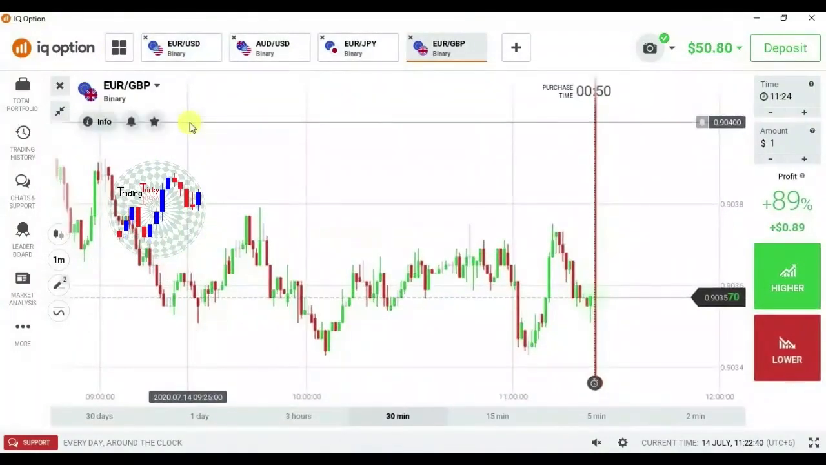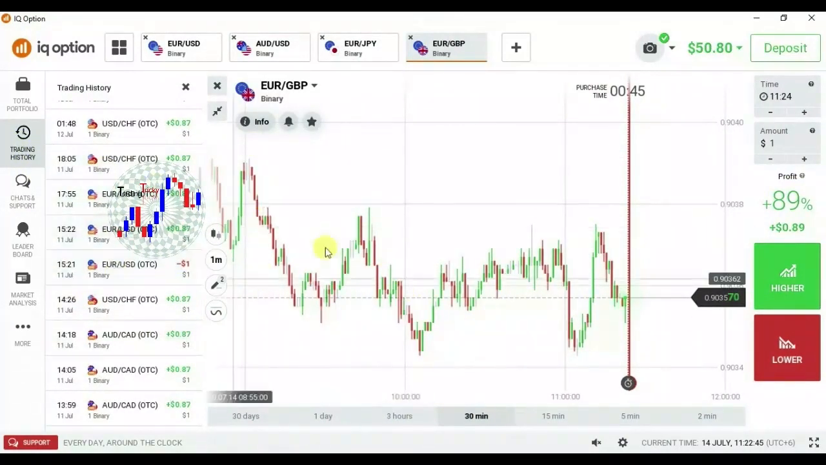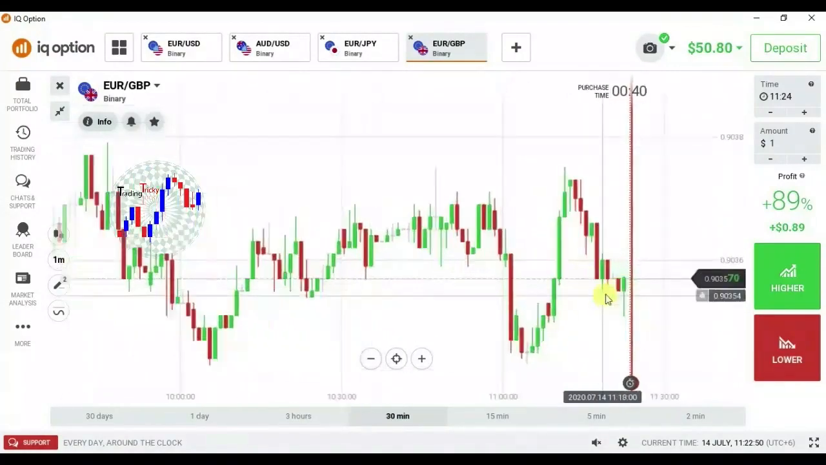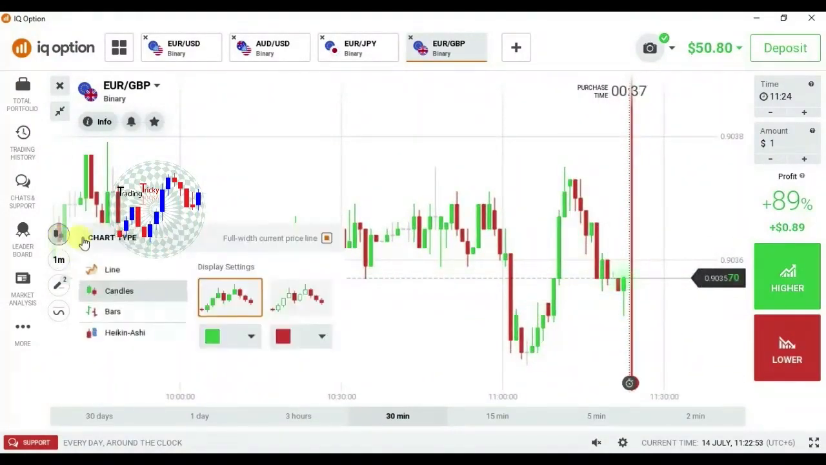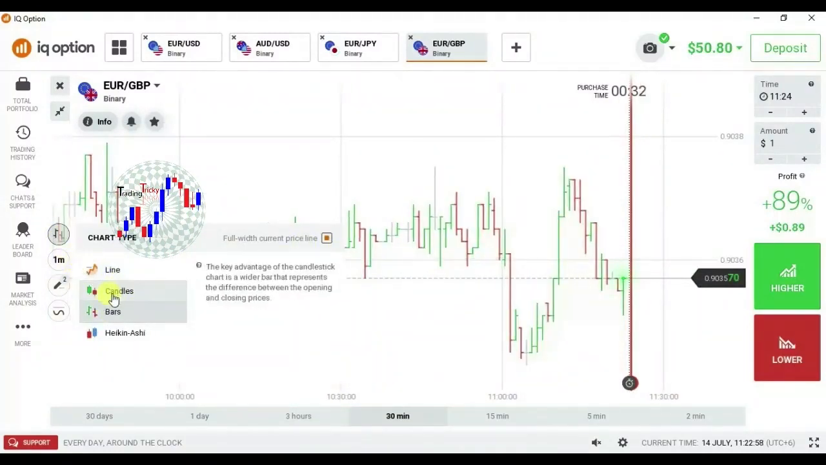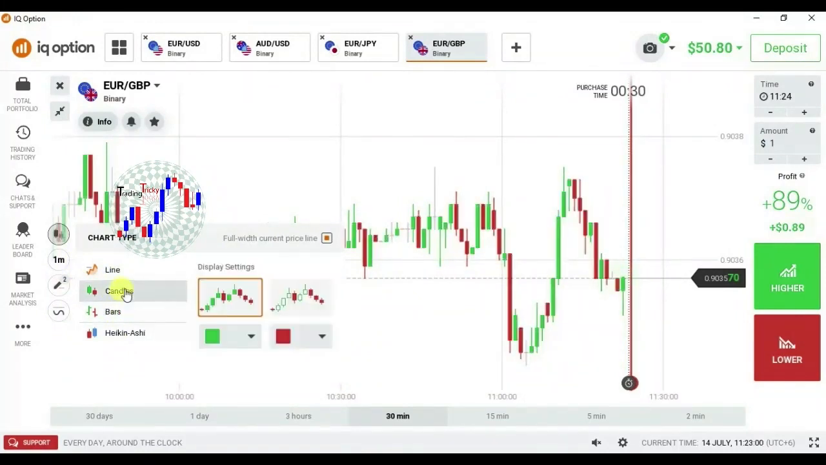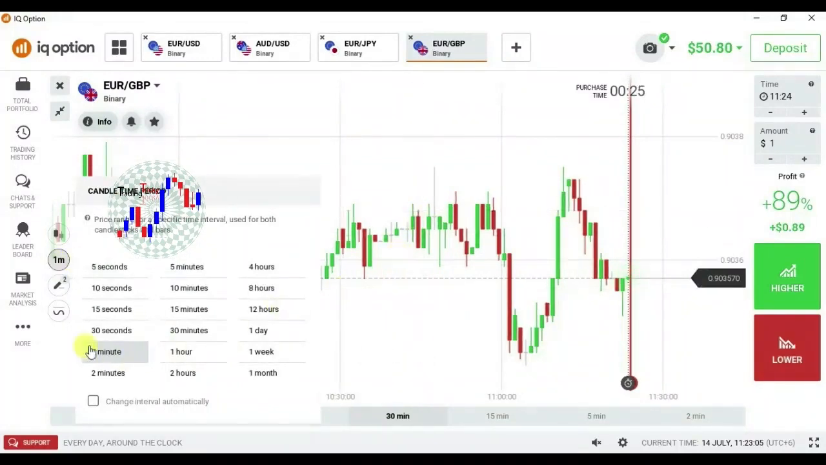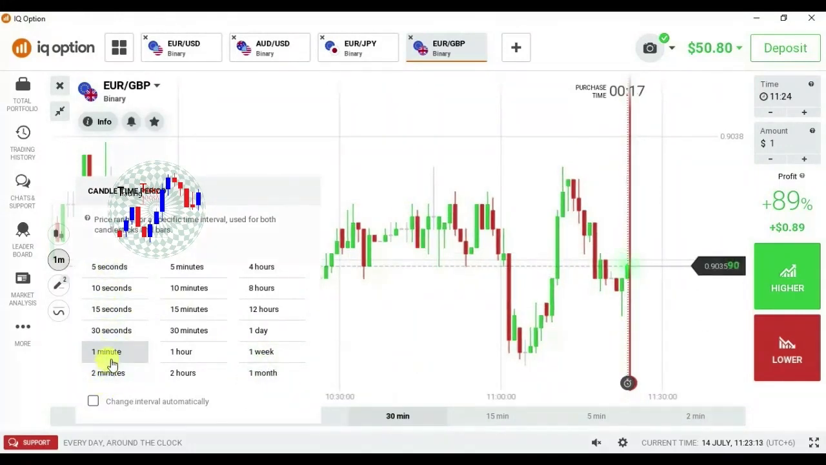And you can see your trading history, whatever trades you have taken, from here. This is the chart type. Now you are seeing the candles. You can see the line chart and bar chart too. So here you can change the chart type, and this is the candle time. It means candle length. You can pick from 5 seconds to 1 month. I will show you in more depth later.